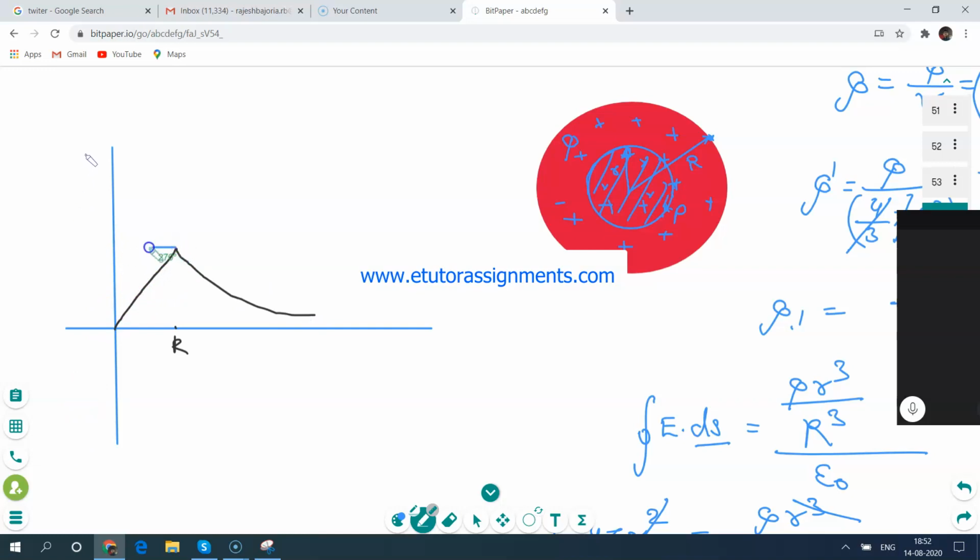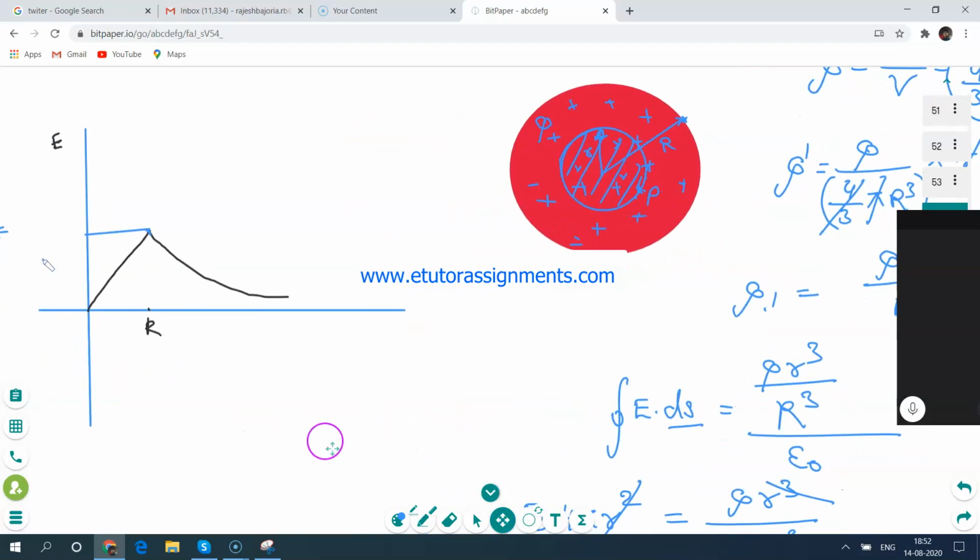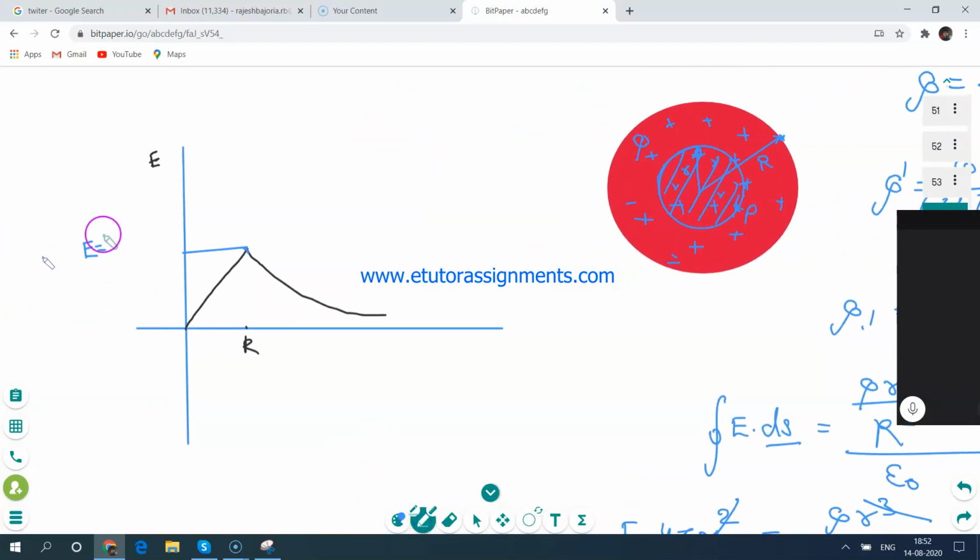What is this value? This value is E. E is equal to how much? If r is equal to R, then E is equal to Q divided by 4 pi epsilon 0 R square. Now, Sambit, you have to give me one answer. Please think and give one answer only. Is it a straight line or curved? Please tell me.